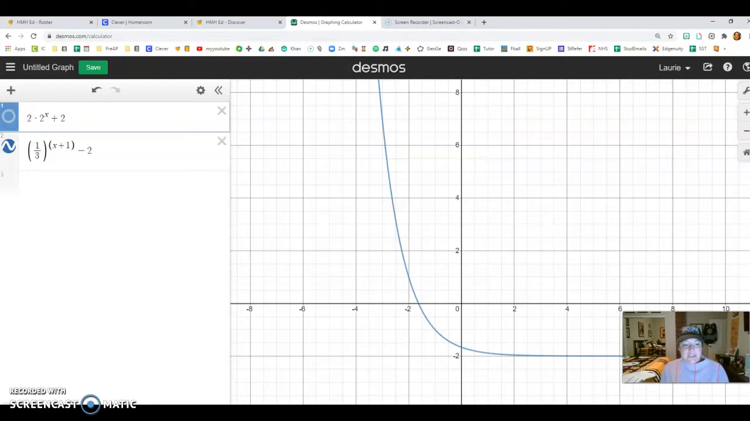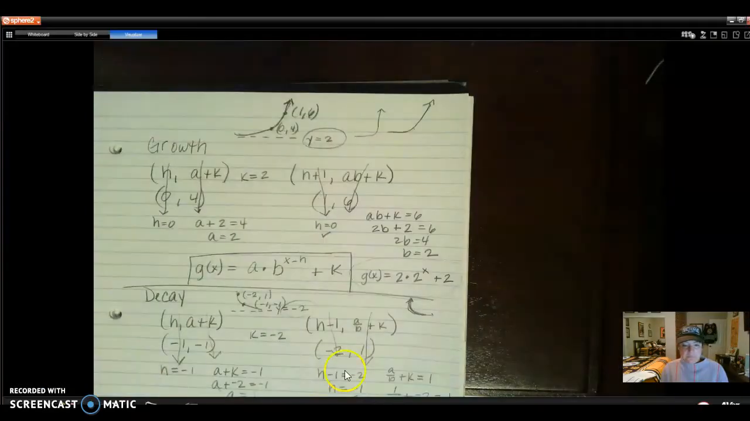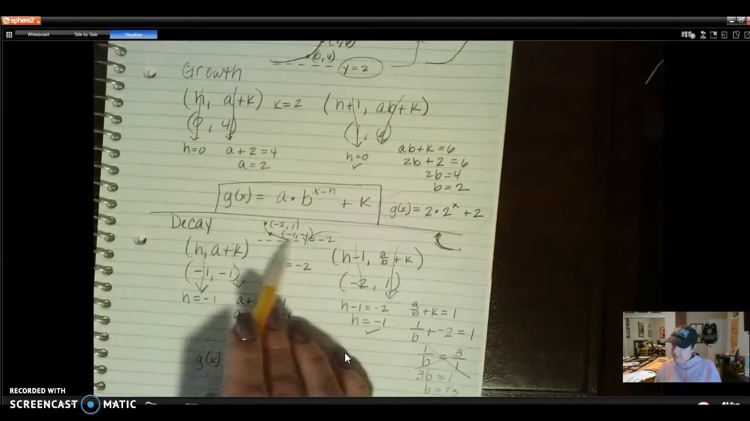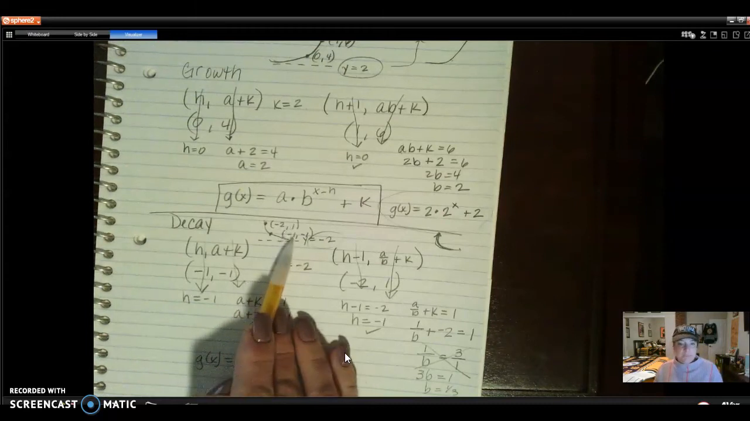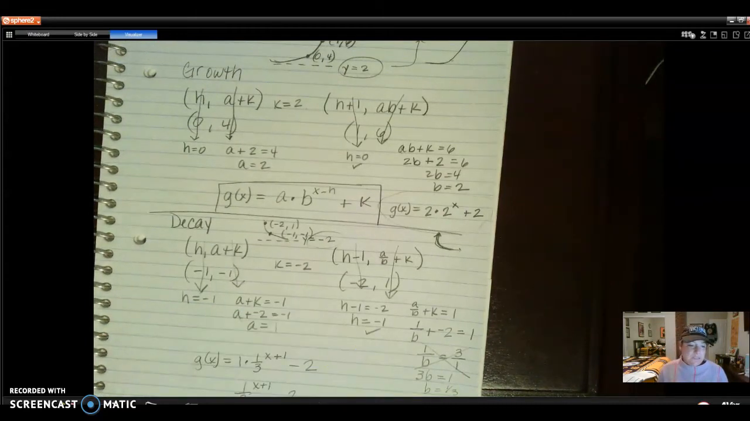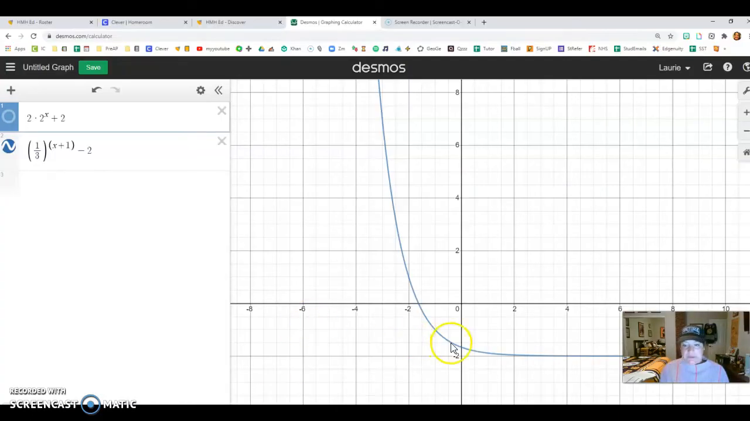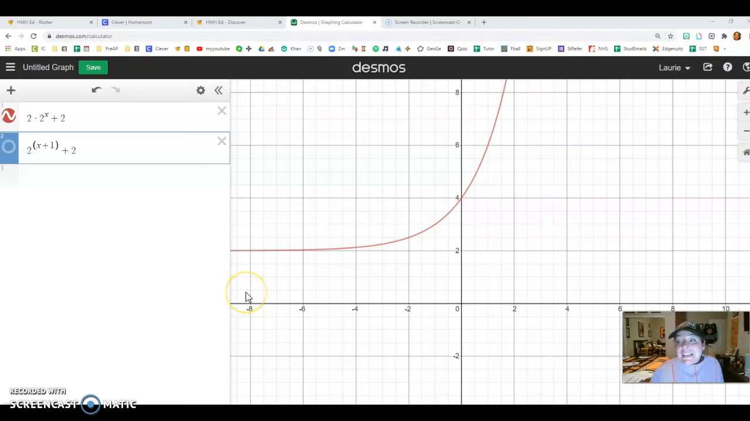Remember with the second problem, it went through the points -2, positive 1, and -1, negative 1. So when I go back into Desmos, here is the point, if I can get it on the exact number, there it is, -2, positive 1. And then the point, again, if I can get it on it, there it is, -1, negative 1.